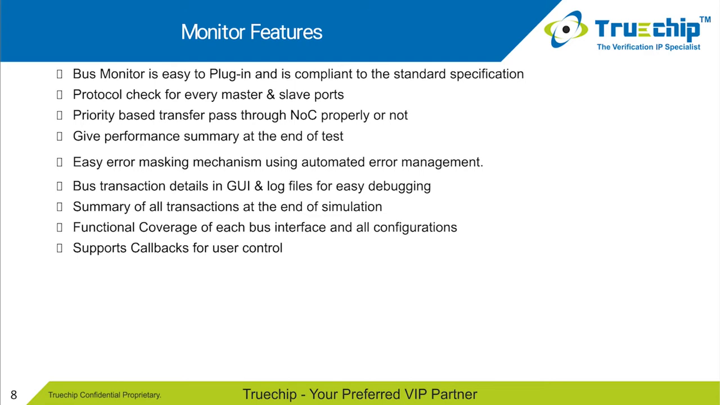In AHB we can say undefined length, INCR 4, INCR 16, WRAP 16. Each and every detail you will find at the end of the test. In the monitor we have a functional coverage for the bus interface. Each port has functional coverage for the bus interface and configurations. We support callbacks for user configurability.